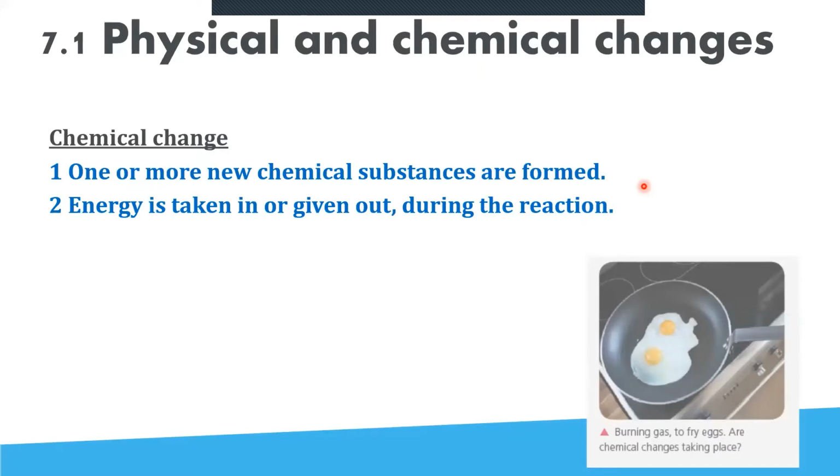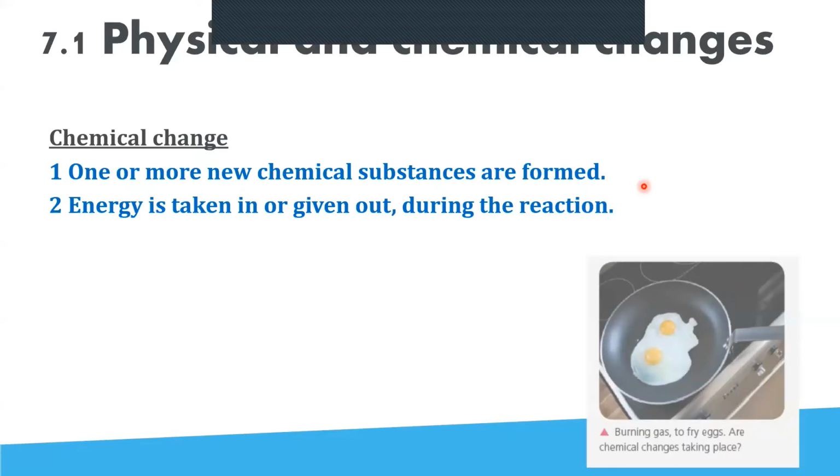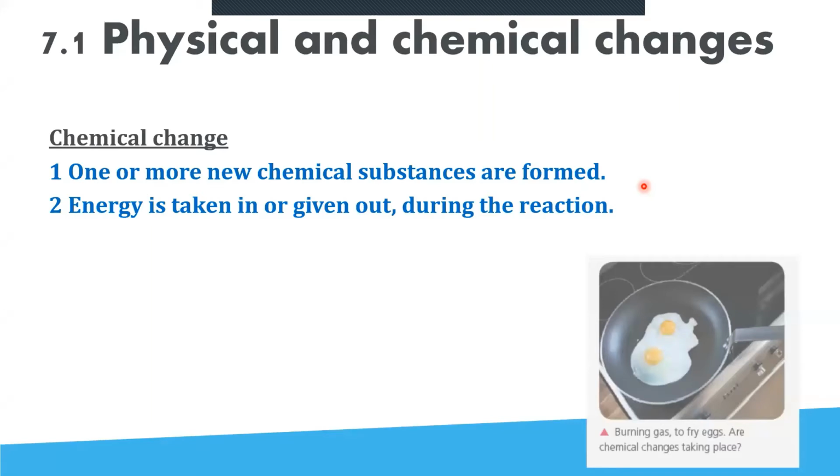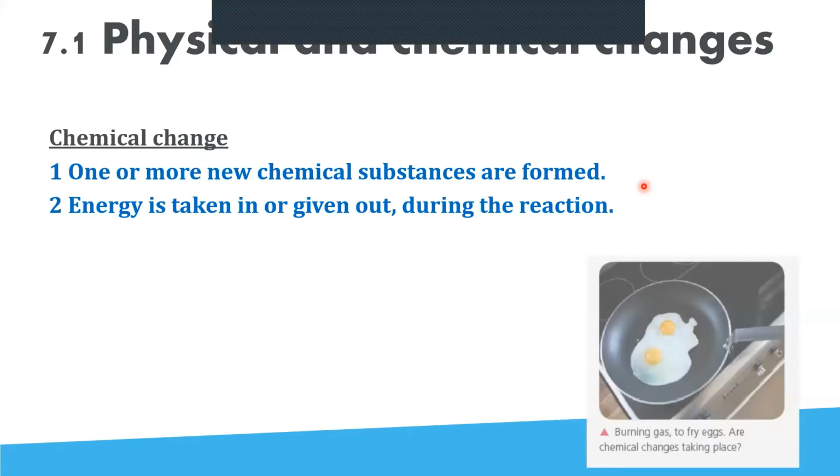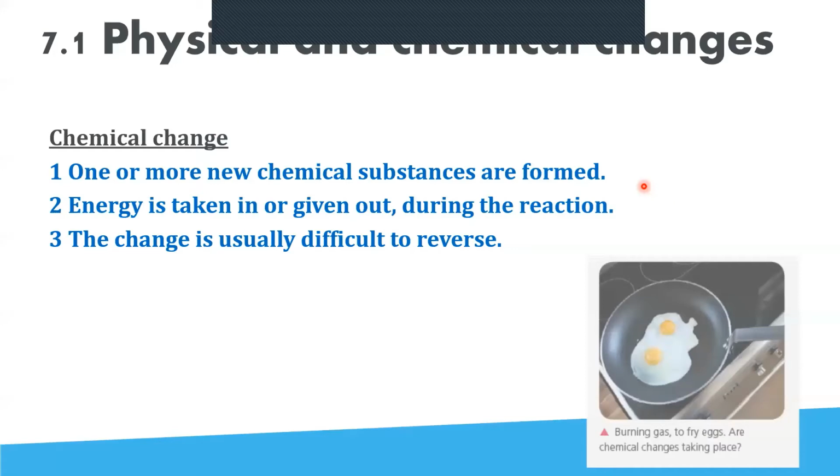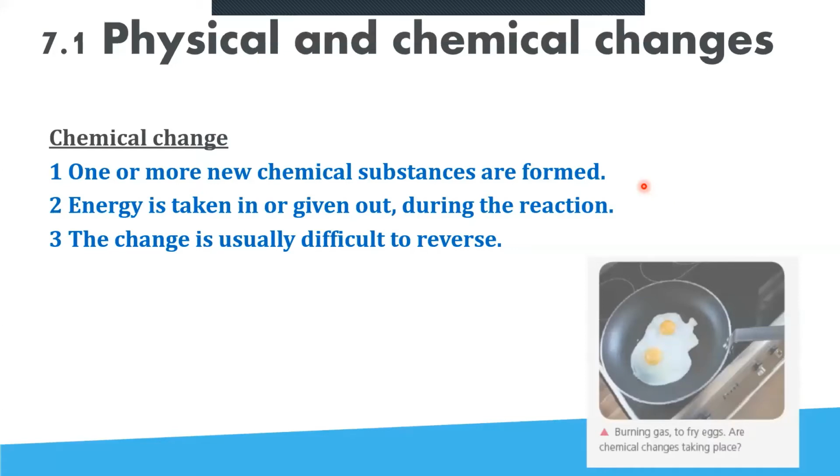Now, I just mentioned the egg is going through a chemical change. It gains heat, the bonds are broken, and new substances are formed. That new substance is in solid state. That pretty much summarizes what happens. And the third thing is, the change is usually difficult to reverse. It will be difficult to reverse the omelette back into egg form. Do you agree?